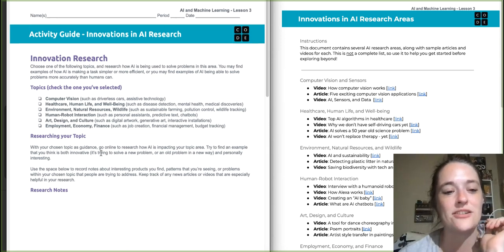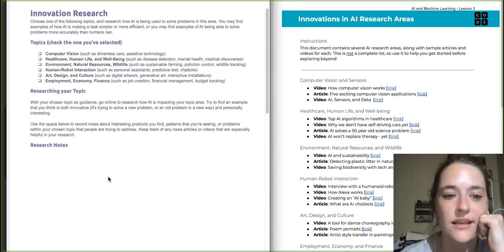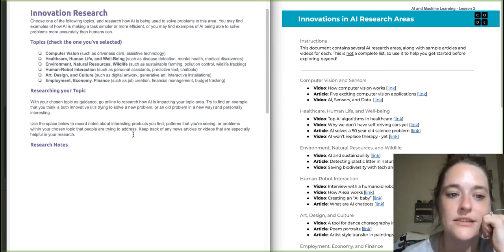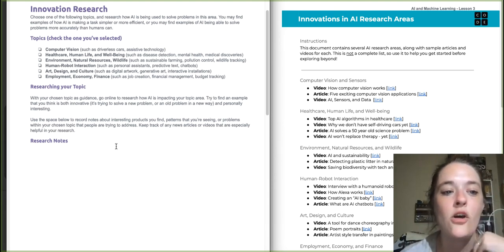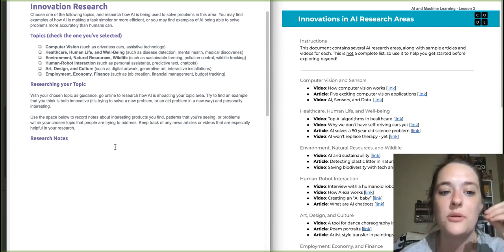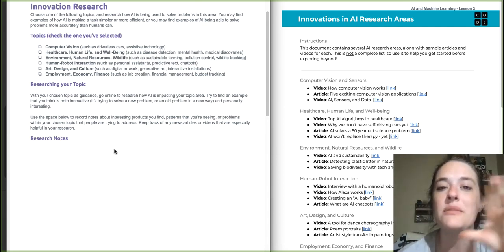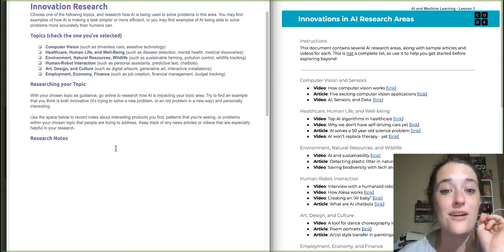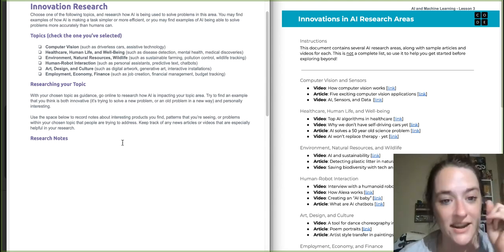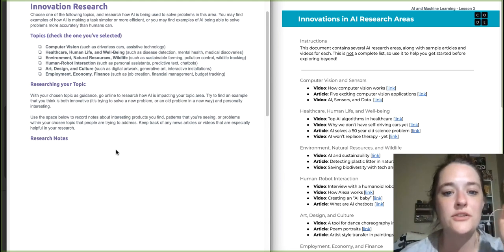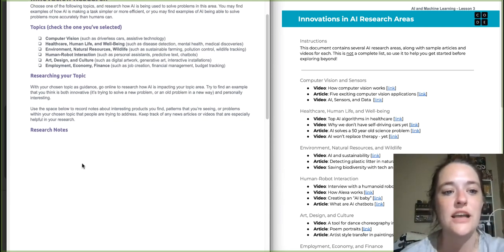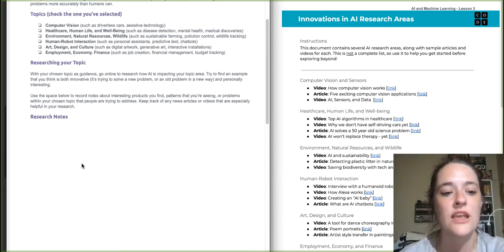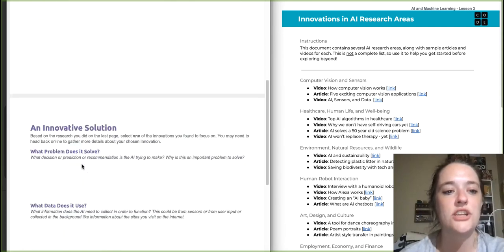All right, and then you're going to use the space below to record notes about interesting products you find, patterns that you're seeing, or problems within your chosen topic that people are trying to address. So maybe they don't have a solution yet, but they're trying. They are researching, and they are working on finding a solution. Keep track of any news articles or videos that are especially helpful in your research. All right, and then an innovative solution.